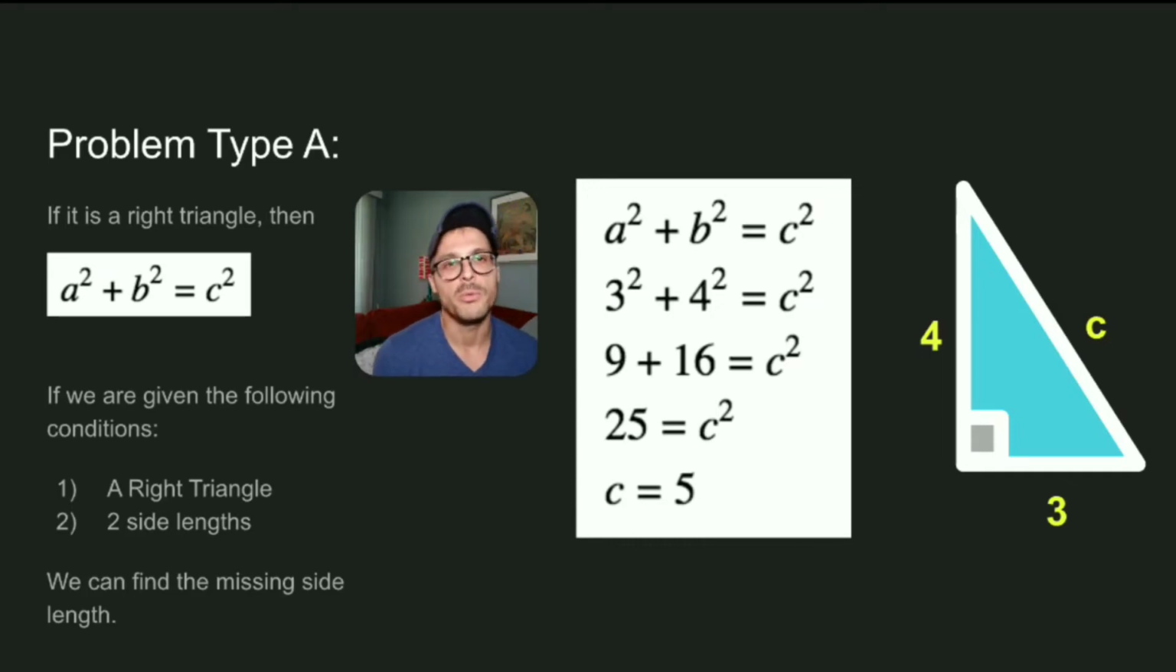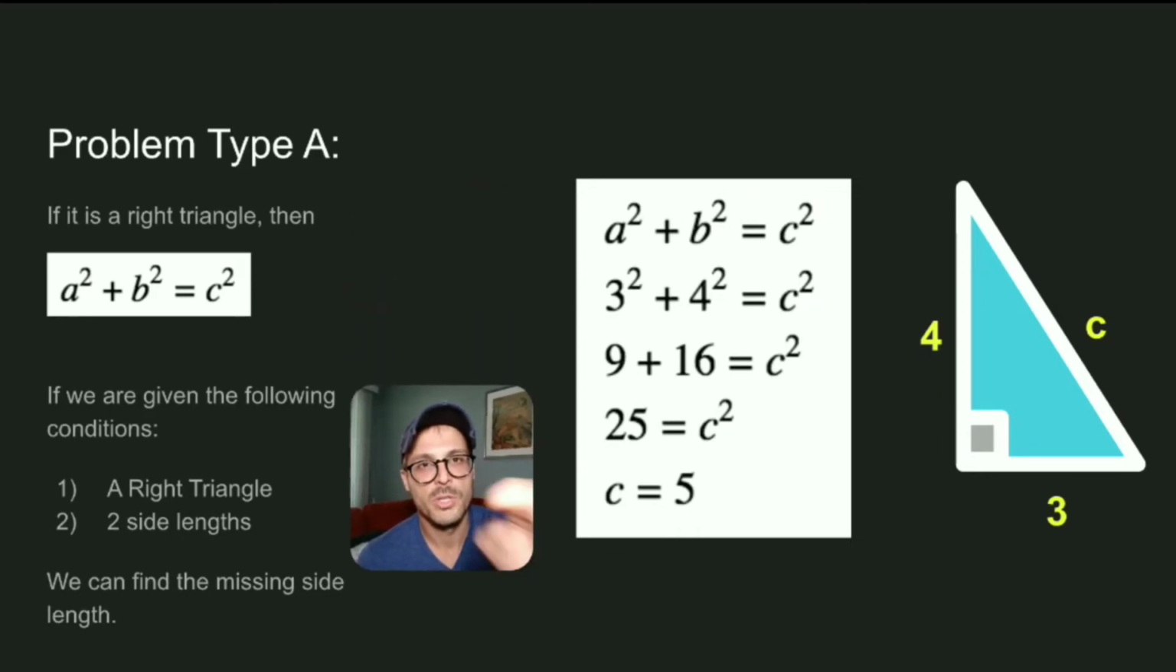The first one here being the most common, and that is if we know that a triangle is a right triangle, then we can set up this equation here. And that requires us to have two conditions being met. Number one, we have to be given a right triangle. We have to be given that right angle. And then we also have to be given at least two side lengths. And then we can find the missing side length.